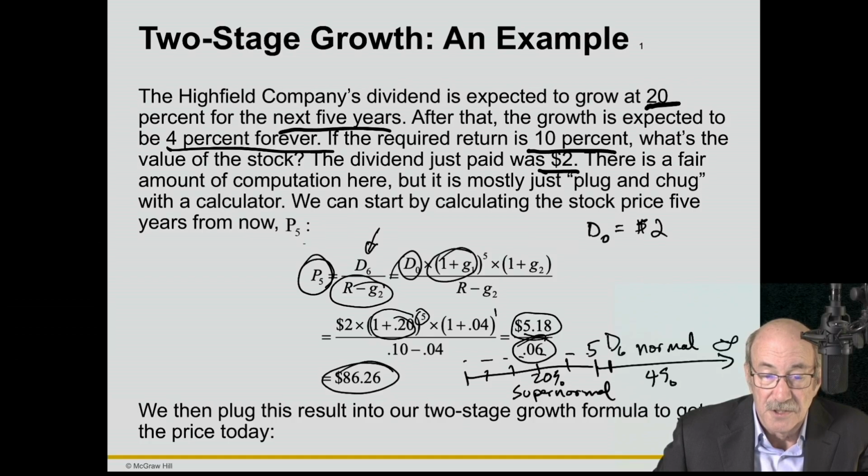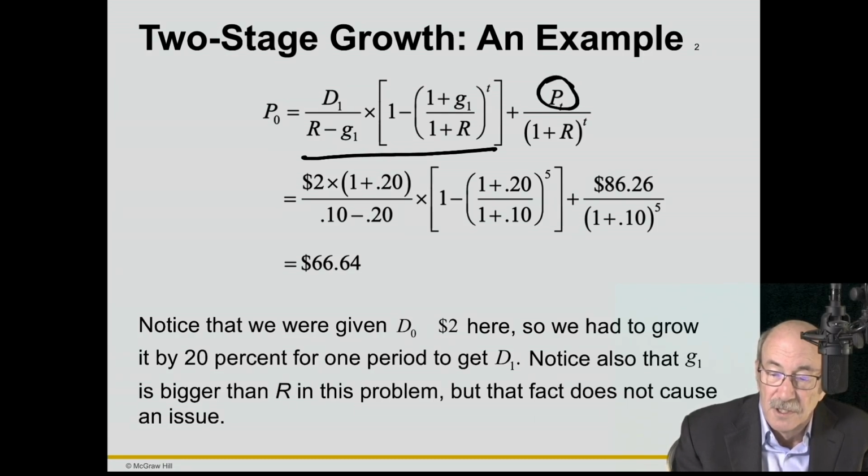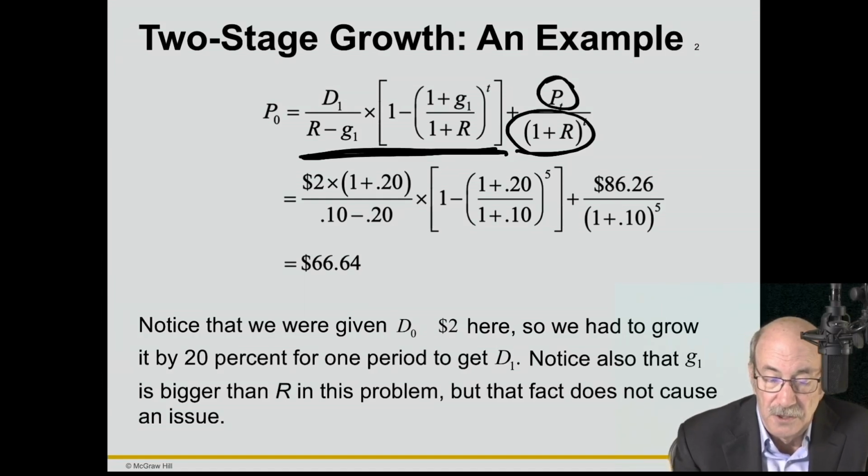Now we still need to deal with the first 5 years of value, the first 5 dividends. And we can do that by using the rest of this formula. We've already calculated this. Now we need to calculate the first 5 years value, and then we need to discount P sub t back 5 years as well, and then add the two together. So for the first 5 years, we can use this formula, 2 times 1 plus the growth rate of 20%. We're going to divide that by 0.1 as the R, and 0.2 as the G.